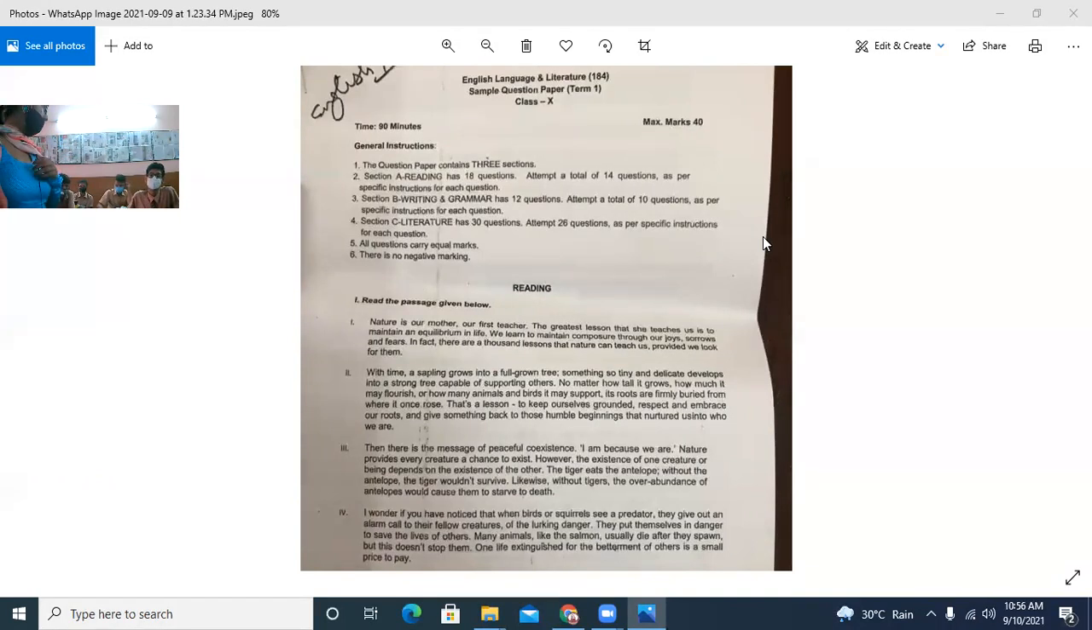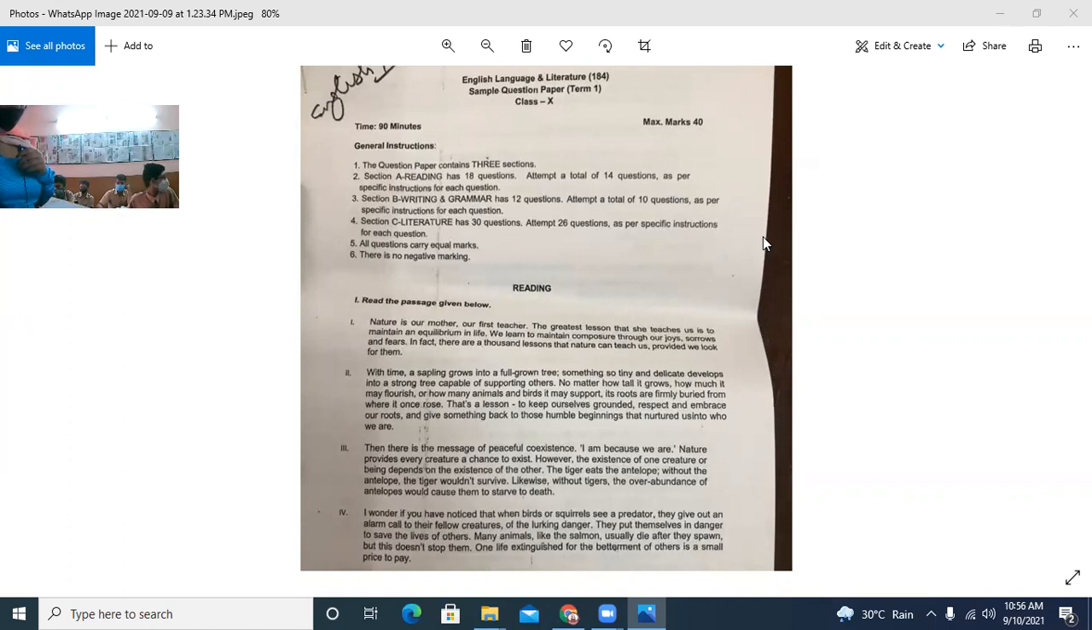I am laying more stress on comprehension today, because comprehension will be a problem for you. Assertion, reasoning and different types of questions are there, and maybe you will be confused between more than one type of option. So let us see here.